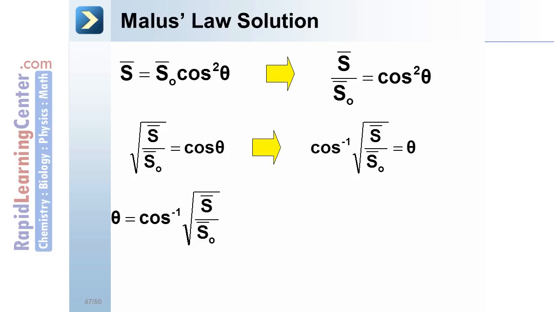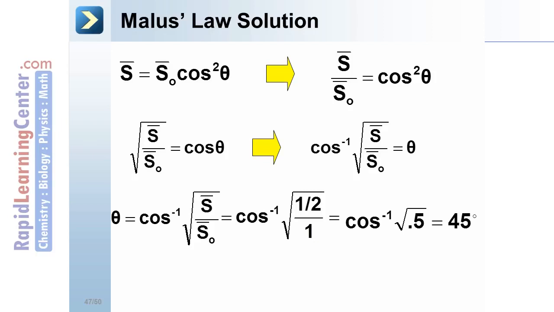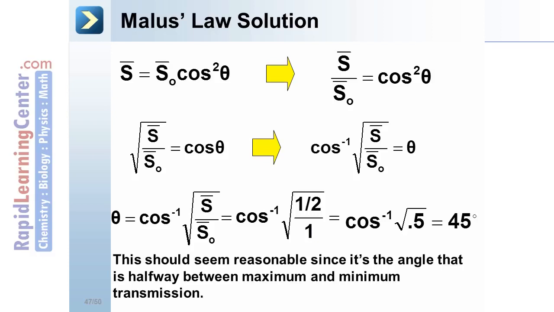Once we've rearranged our formula, we can substitute in our values. Actual values weren't given, but we can use 1 as our original intensity and 1/2 as our reduced intensity. This gives us a value of 45 degrees, which should seem kind of intuitive, because after all, 45 degrees would be halfway between complete transmission and zero transmission. And we are cutting the light intensity by 1/2.